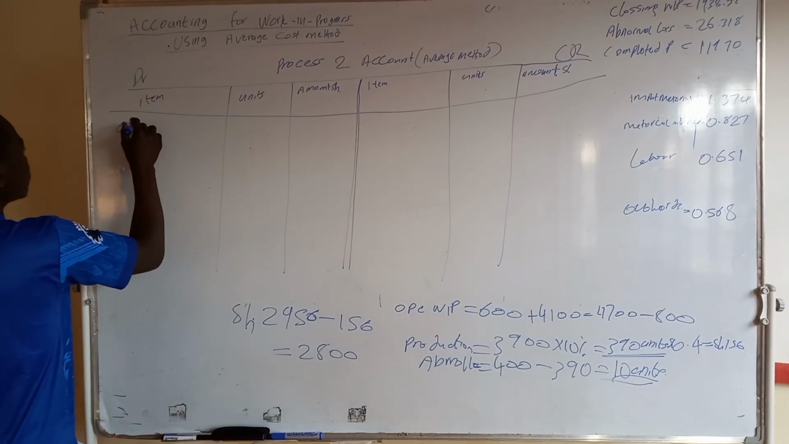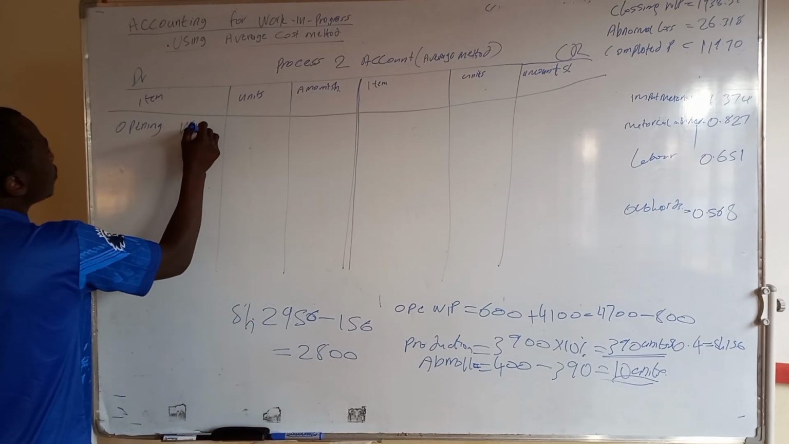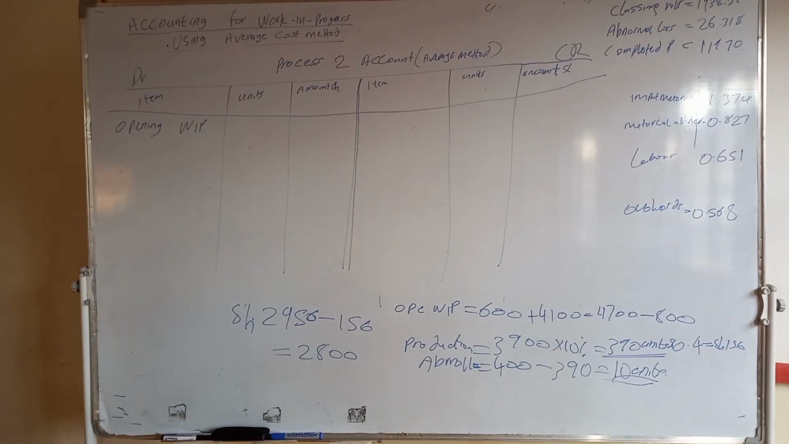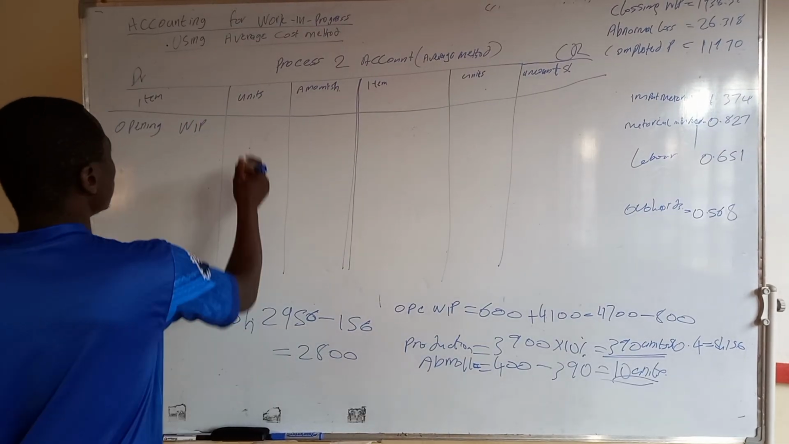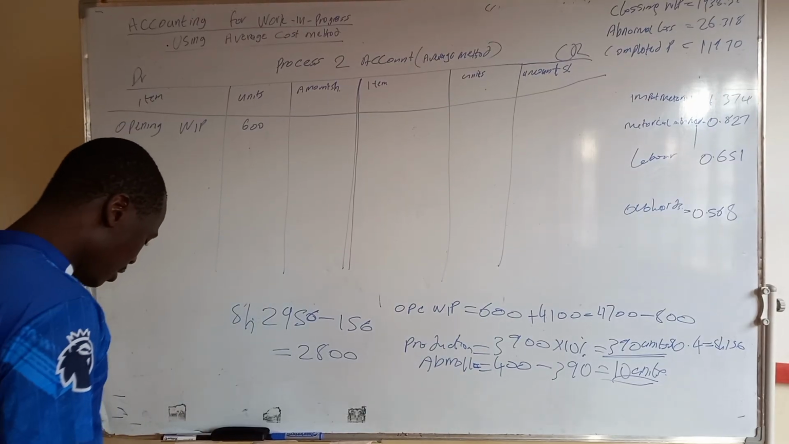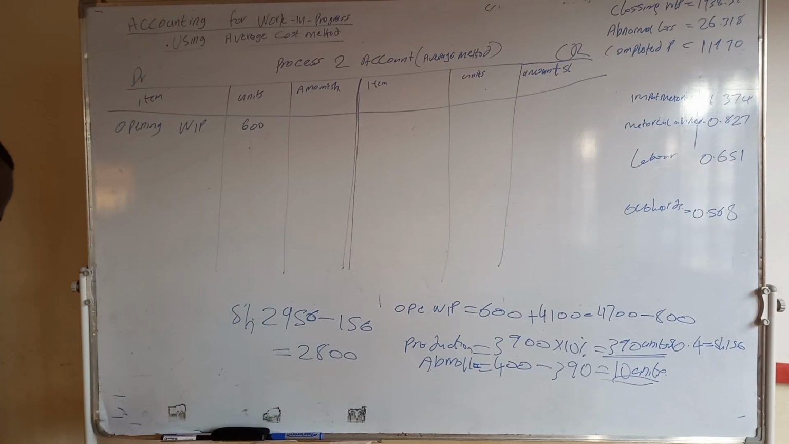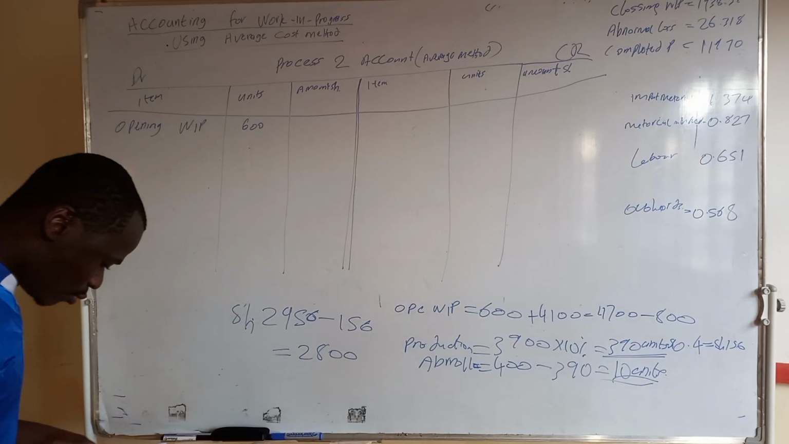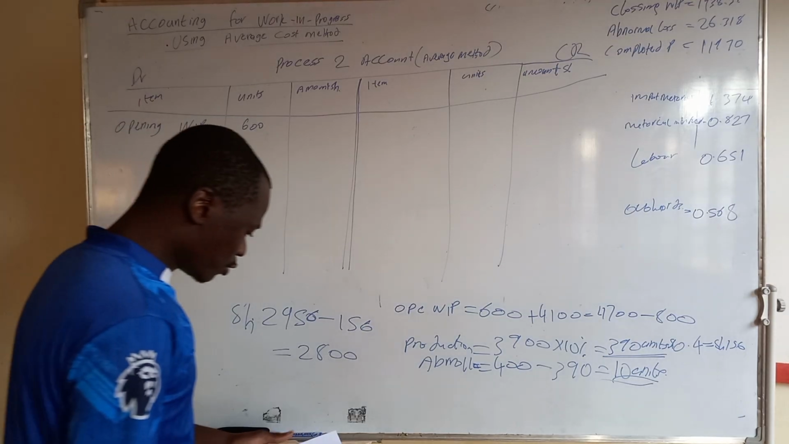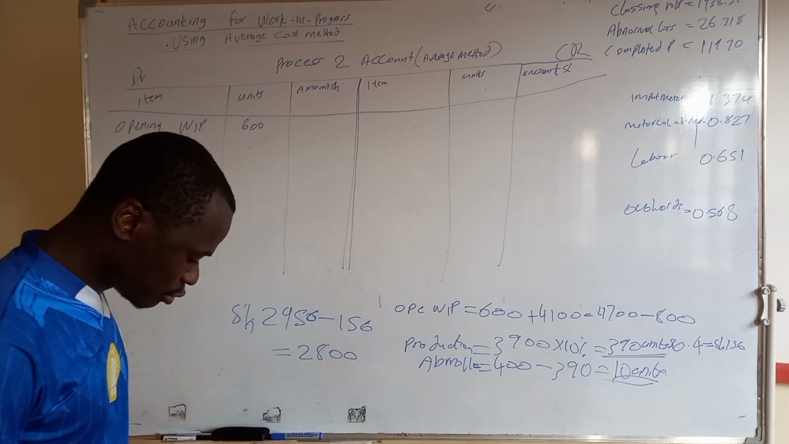Opening work in progress units. We were told 600. What was the cost of work in progress? Opening work in progress. Let us go to our question.